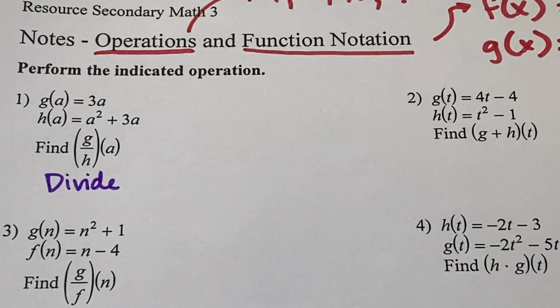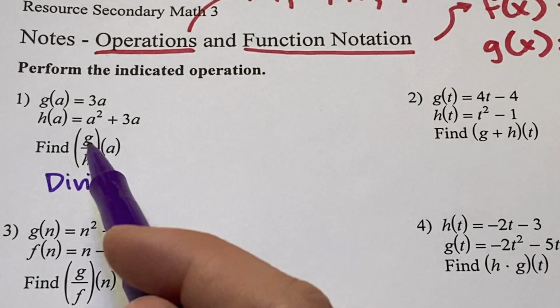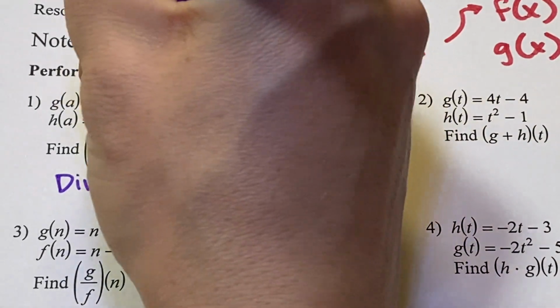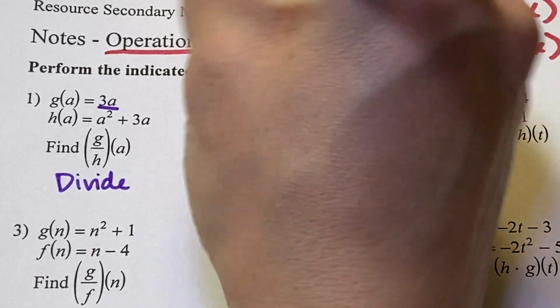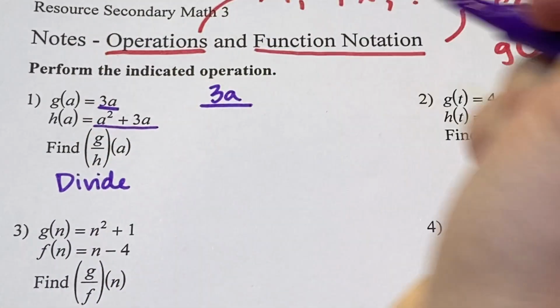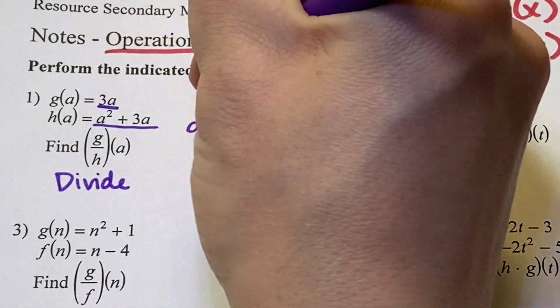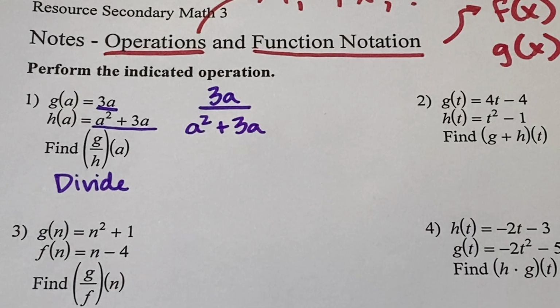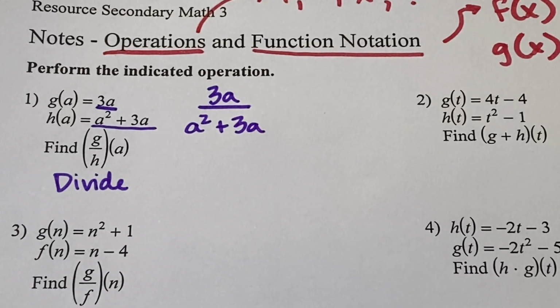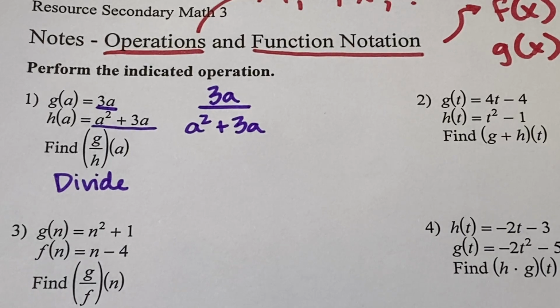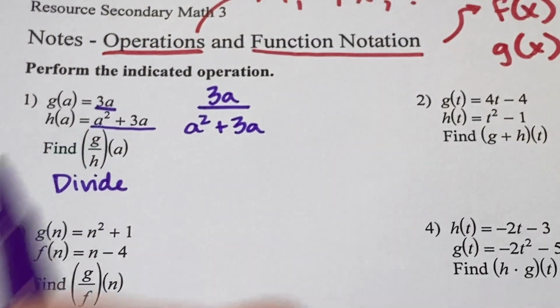Okay, now it matters which one is on top and which one is on bottom. Which one is on top? G. G of a. Good, so we're gonna take g of a, which is 3a, and on bottom would be h of a. So we have 3a divided by a squared plus 3a. Okay, now here's the thing. That is technically the answer. We're taking that function and we're dividing that function.